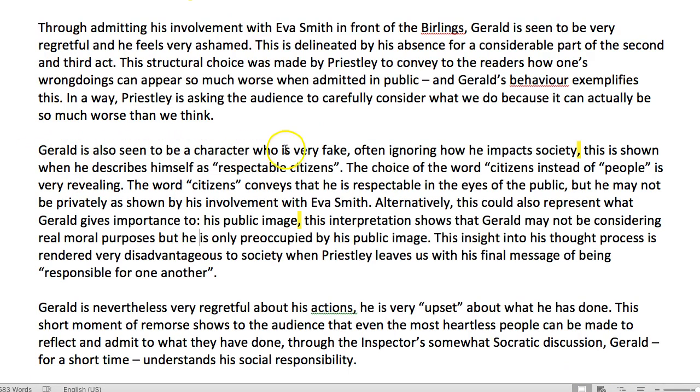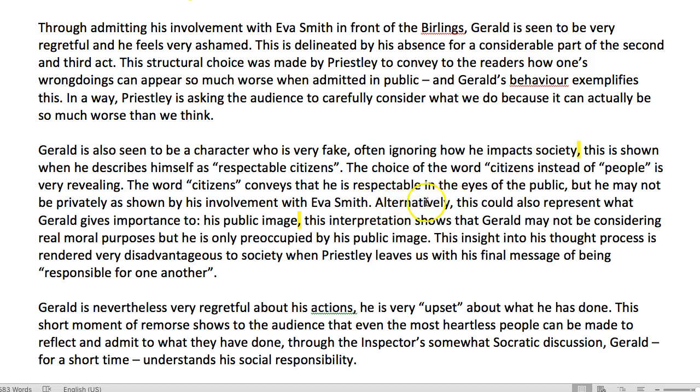"Gerald is also seen to be a character who's very fake, often ignoring how he impacts society." This is a really good point. I hope you're going to explain how he impacts society. "This is shown when he describes himself as, 'should be, one of the respectable citizens'. The choice of the word citizens instead of people is very revealing. The word citizens conveys that he is respectable in the eyes of the public, but he may not be privately, as shown by his involvement with Eva Smith." So this is a very sophisticated point, and it all turns on this use of the word citizens. That makes it an embedded quotation that's dealt with in some complexity here.